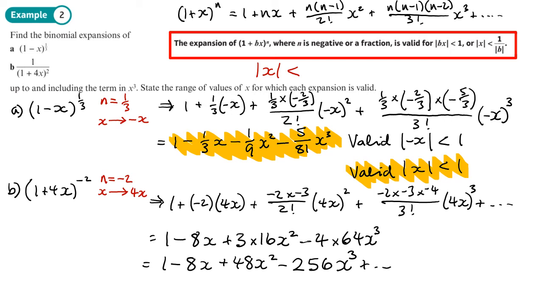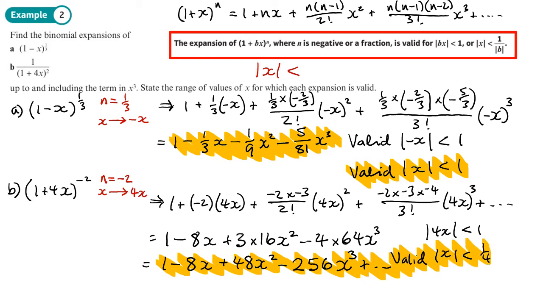When's this valid for? Well, we start with 4x in brackets like that, the modulus of 4x less than 1, and then what we do is we divide it through by 4, and if we divide it through by 4 you end up with the modulus of x is less than a quarter. So this is when it's valid for, when the modulus of x is less than a quarter. So let's just highlight that. So final answer there with the range of validity there.